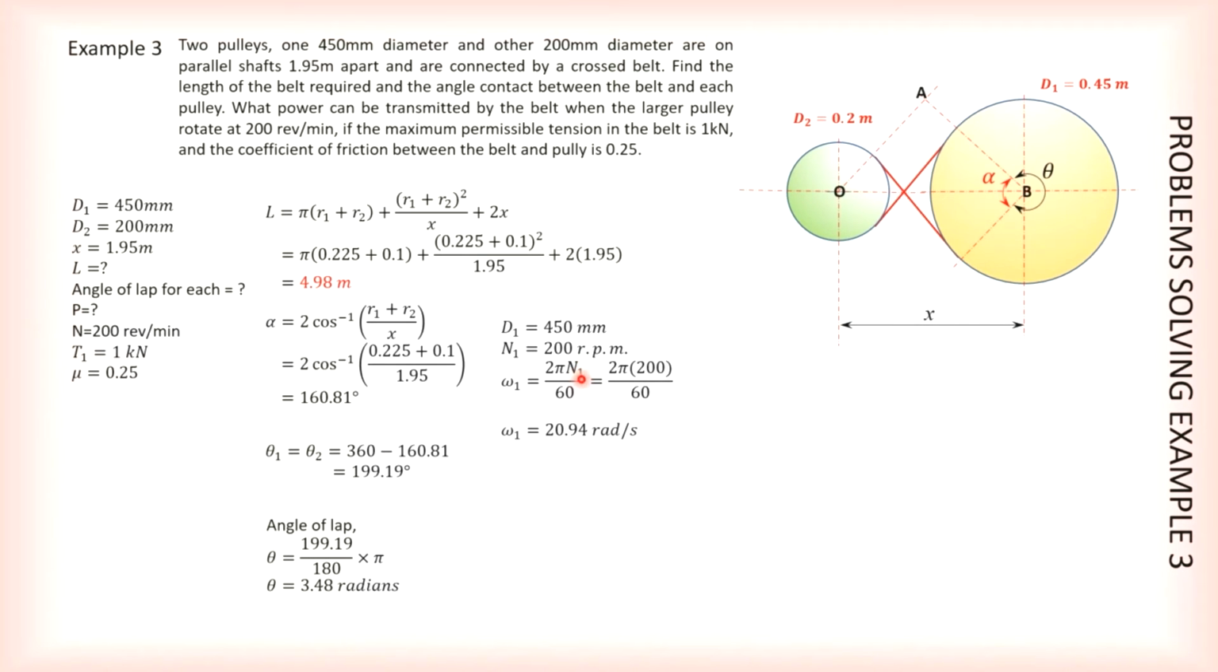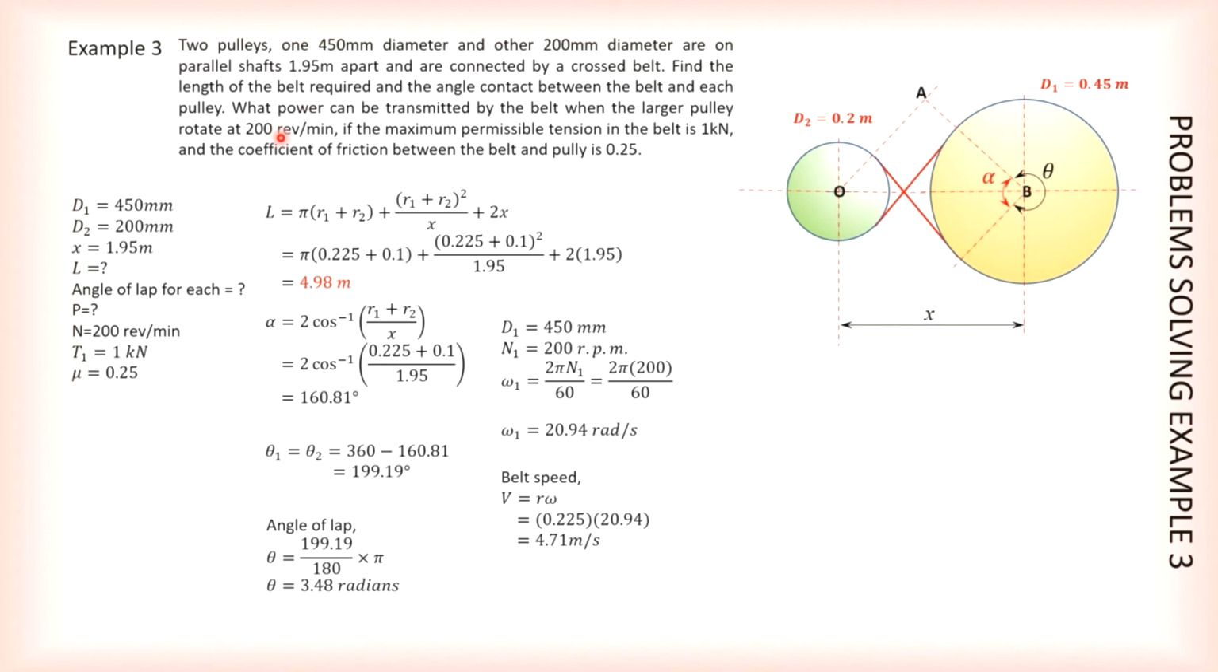Okay, so they have given us the speed as 200 revolutions per minute. So omega 1 is 20.94 radians per second. Then for belt speed, which is the tangential speed, we need the radius and the speed. So this is omega 1. We are looking at omega 1.